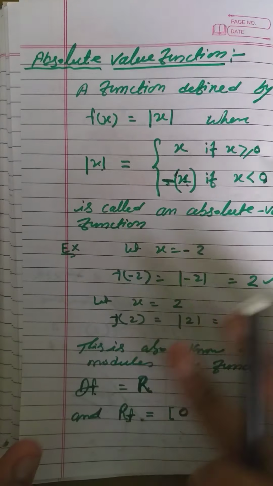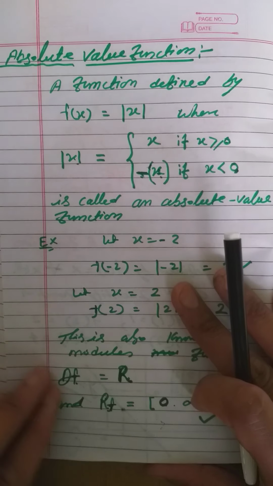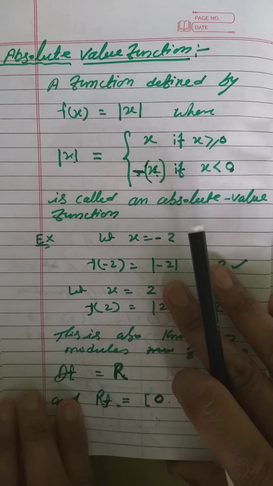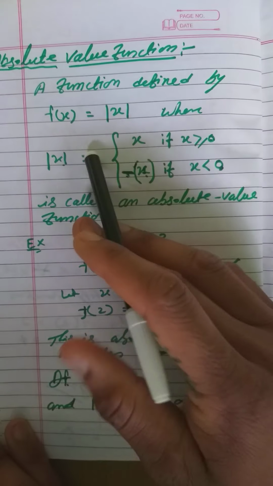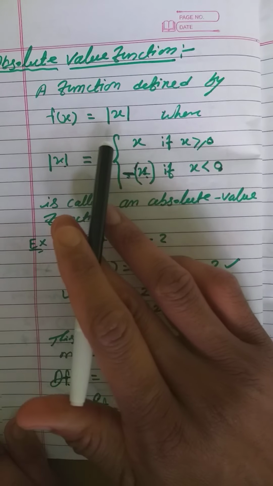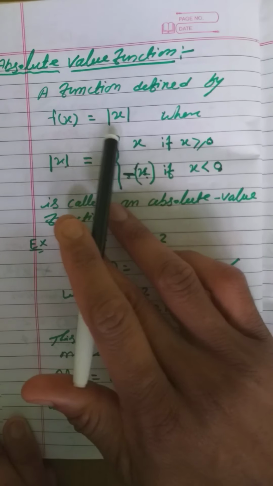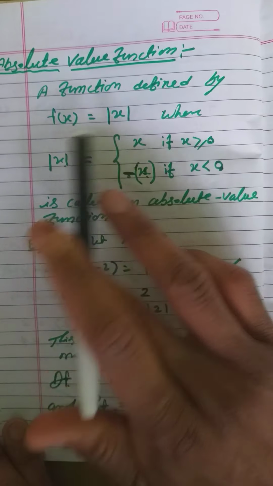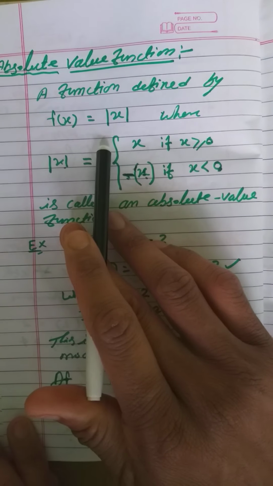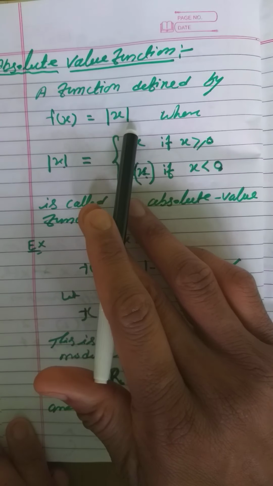Next type of function is absolute value function. It is also called modulus function. A function defined by f(x) = |x|. Mod of x means it will always give the positive value. For every negative or positive value, its result will always be positive.